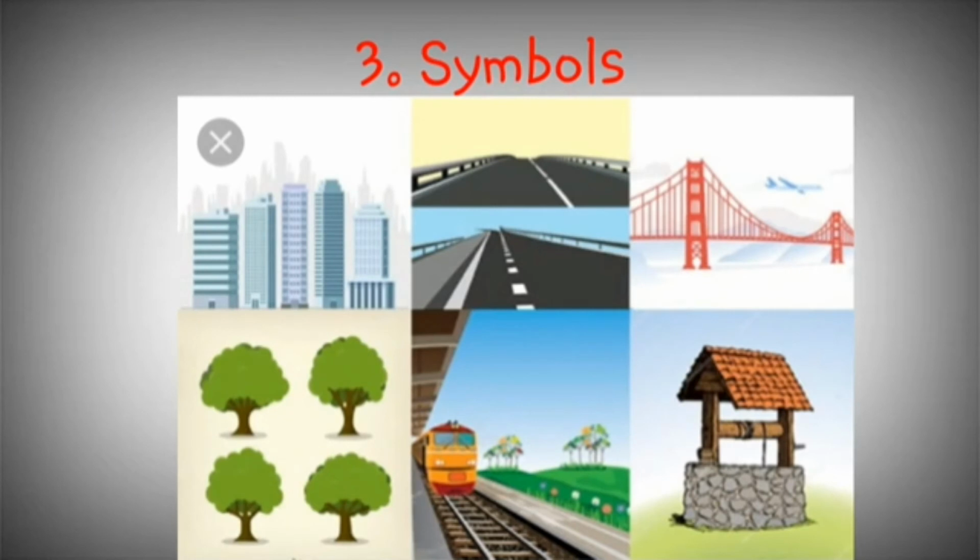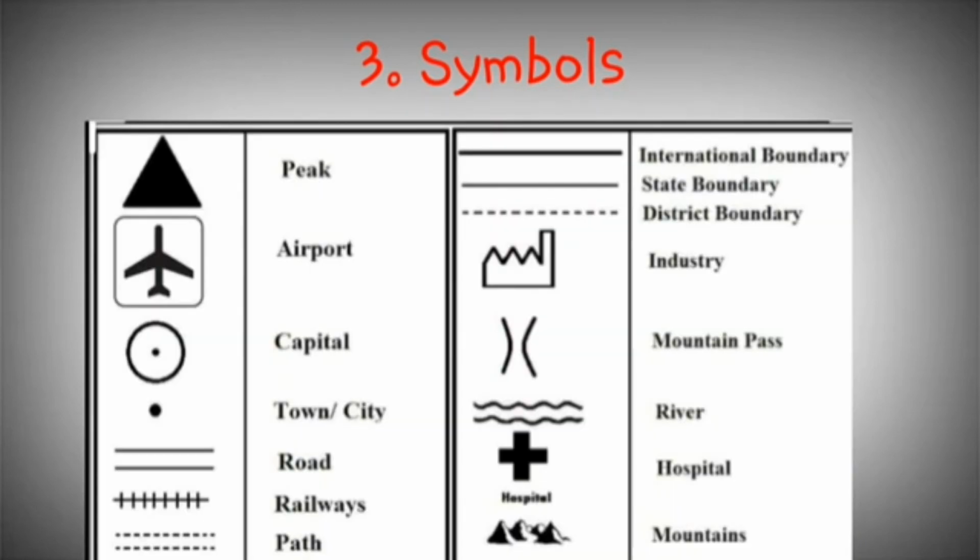Third, symbols. It is the third important component of a map. It is not possible to draw on a map the actual shape and size of different features such as buildings, roads, bridges, trees, railway lines or a well. So they are shown by using certain letters, shades, colors, pictures and lines.